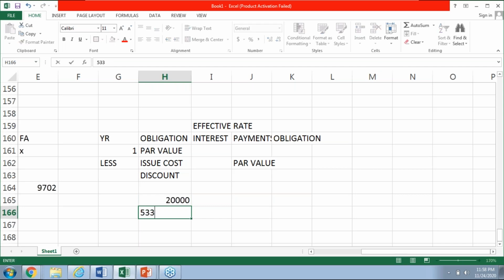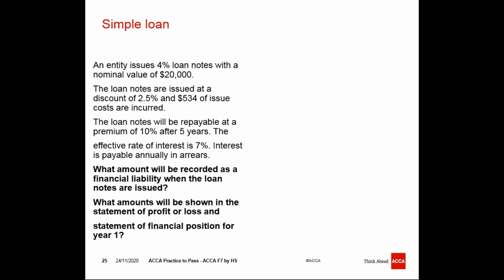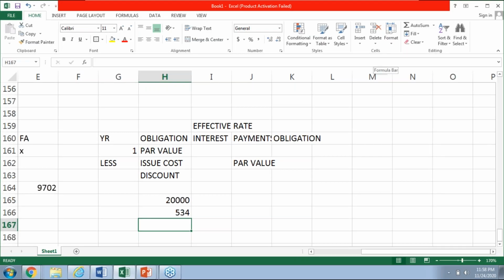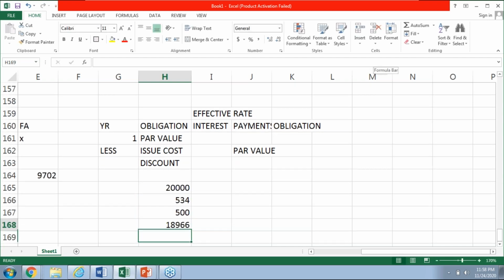Issue cost is 534. If I'm not wrong, yes, and the discount is 2.5%. So what will be my financial liability at start? By deducting these two figures, we got the value of 18966.